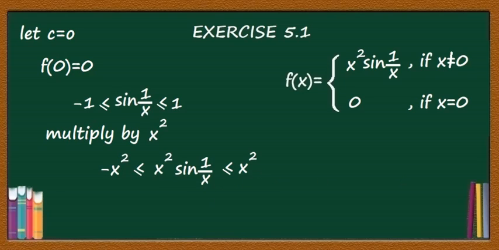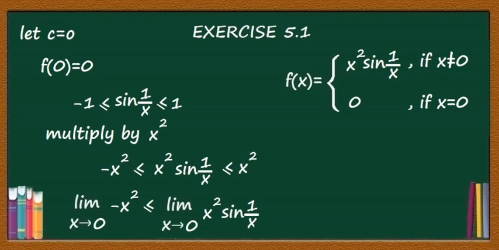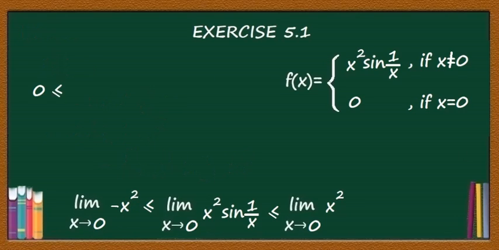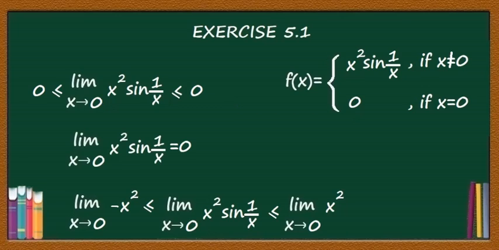And now you take the limit of these inequalities. Limit extending to 0, minus x square is less than or equal to limit extending to 0, x square sine 1 by x, less than or equal to limit extending to 0, x square. And you know this limit and this limit. The limit extending to 0 of minus x square is equal to 0. And that is 0 less than or equal to limit extending to 0 x square sine 1 by x less than or equal to 0. And it lies between 0 and 0. Therefore, limit extending to 0 of x square sine 1 by x is equal to 0.